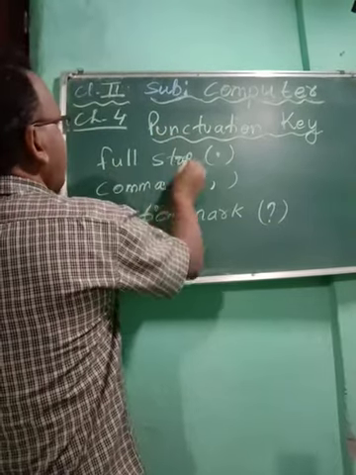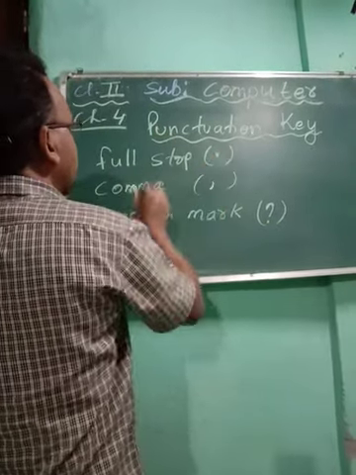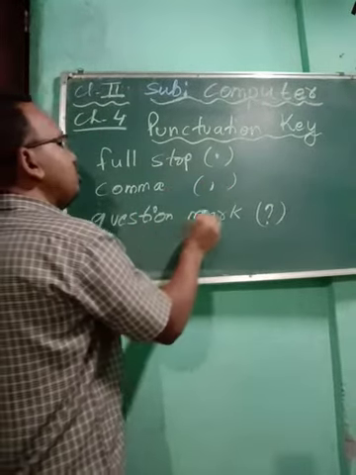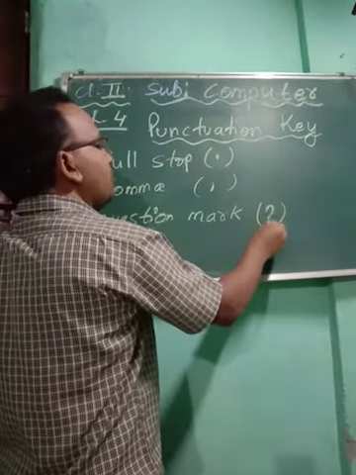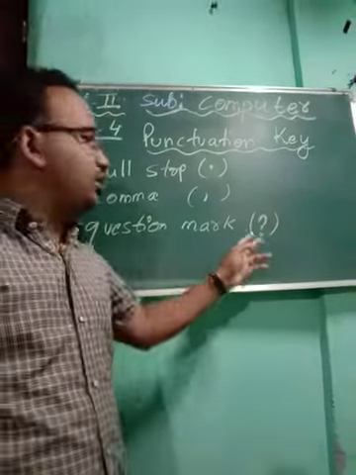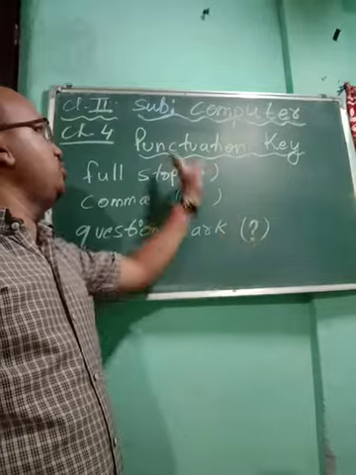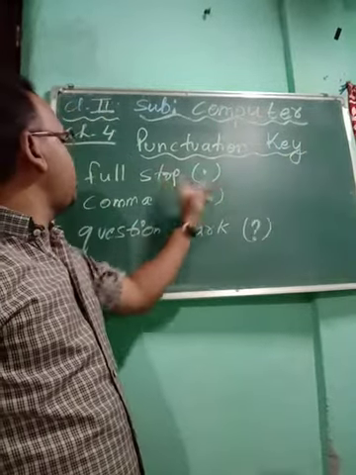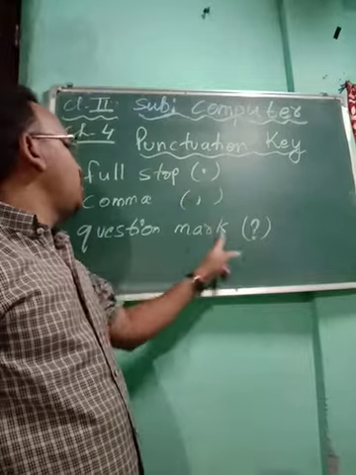Now full stop. Full stop is also a punctuation key. Comma is also a punctuation key. Question mark, you see here on the blackboard, you see the question mark. Question mark is also a punctuation key. Okay, so in punctuation, when we press the punctuation key, we will get a full stop, comma, or question mark.